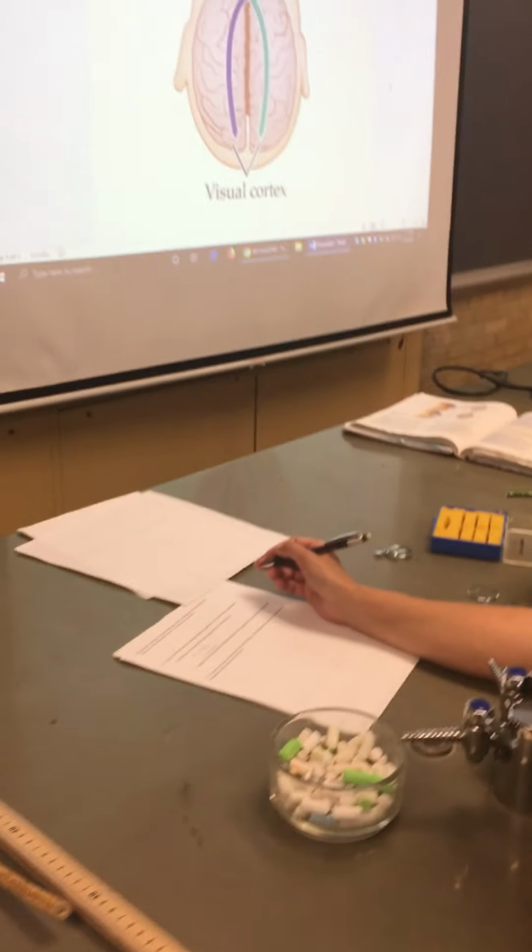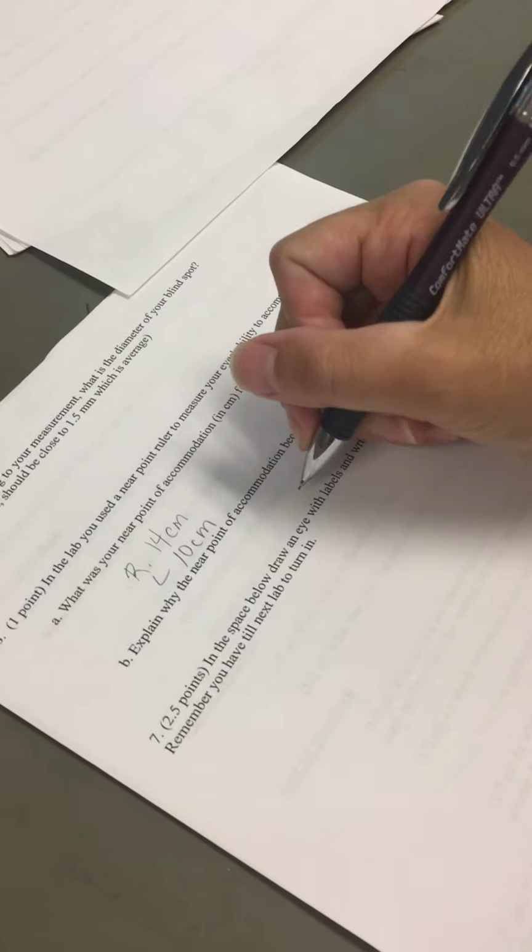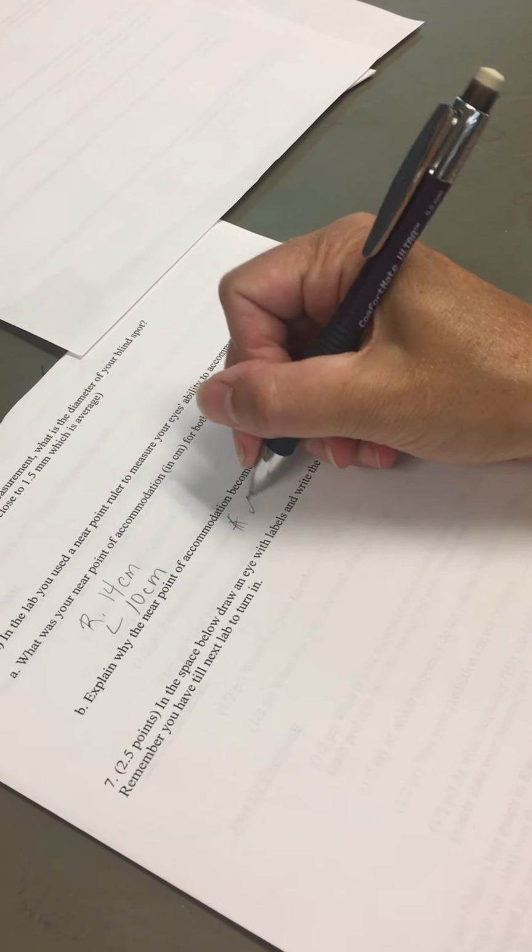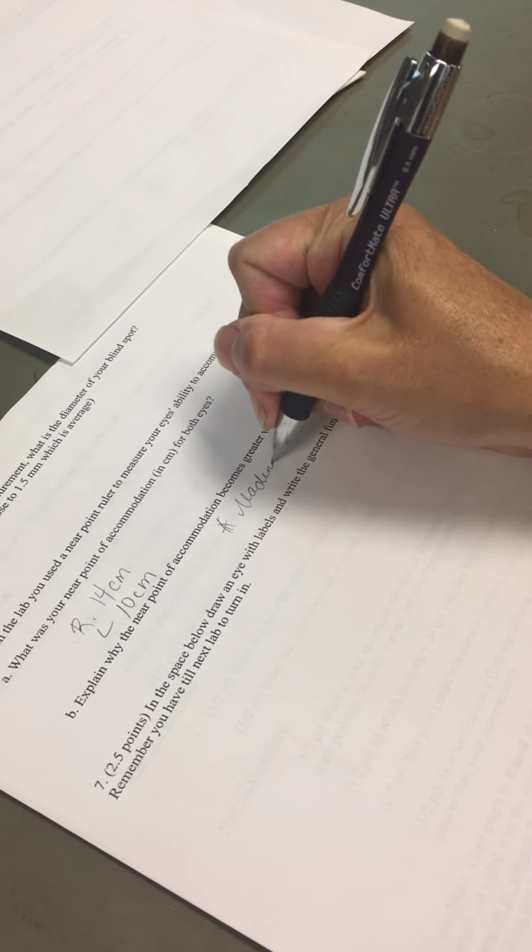And then, of course, the next question, it says, why does it get greater when you get older? Because, again, this question right here is actually in the reading. So you have to read over the reading, okay?